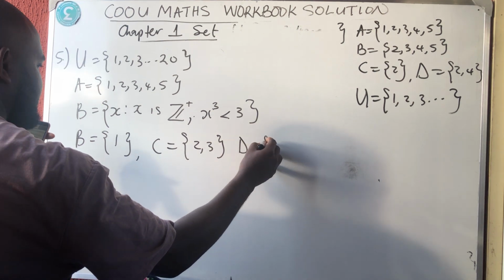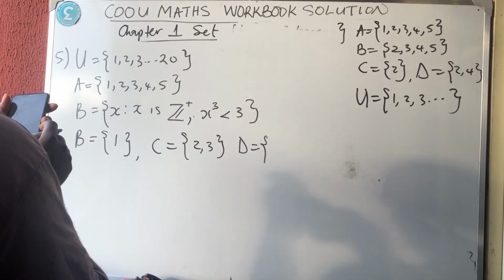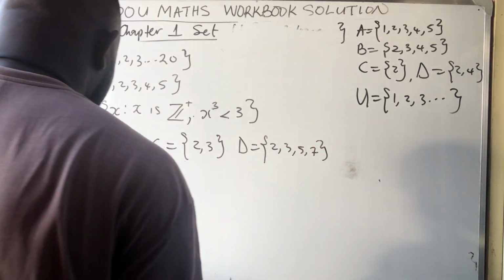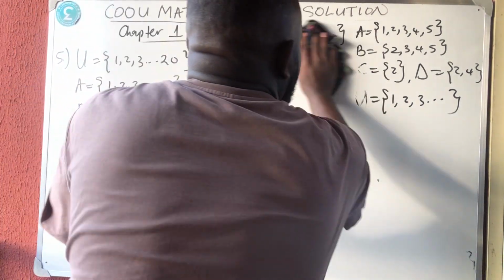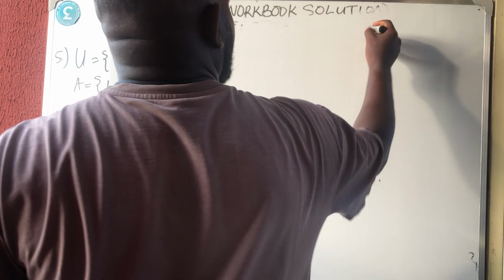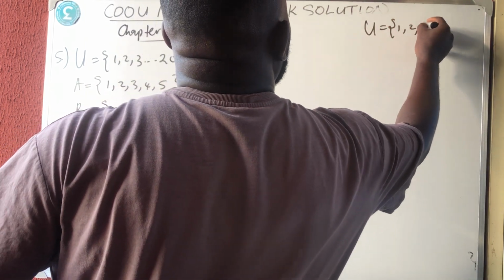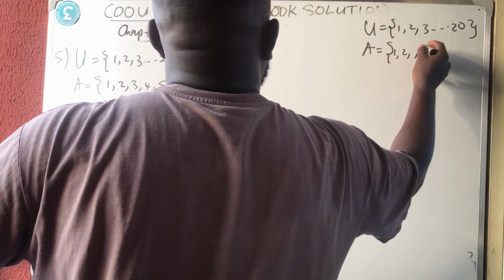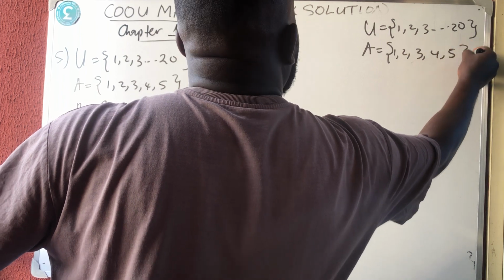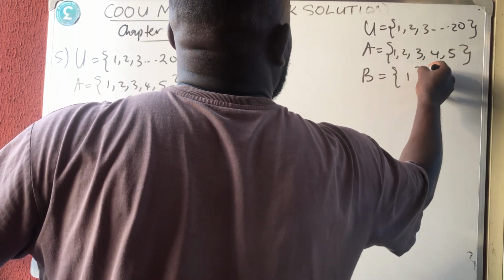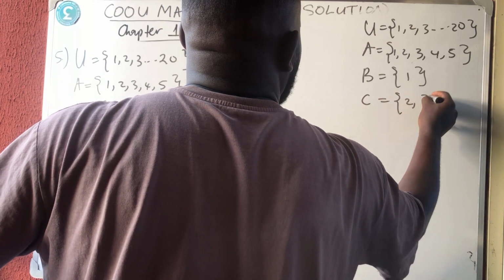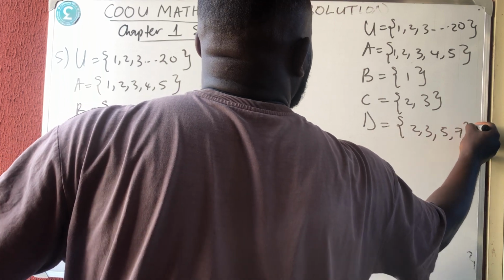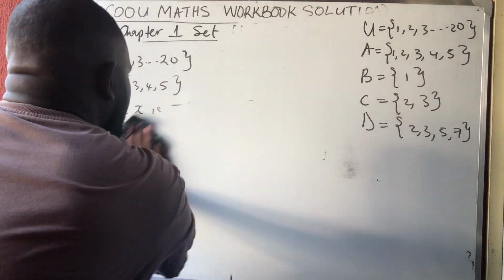And they say that D is a set of 2, 3, 5, and 7. Okay, so let me write it down in this same place so that I can make use of the board. My universal set is equal to 1, 2, 3 up to 20. My set A is equal to 1, 2, 3, 4, and 5. My B is equal to the set of just 1. My C is equal to the set of 2 and 3. And my D is equal to the set of 2, 3, 5, and 7. Okay? So permit me to clean here so we can start answering the questions.